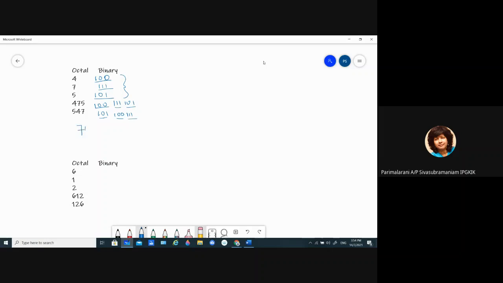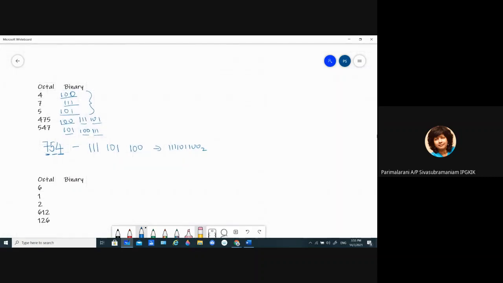So if I gave you this, how do you change this to binary? 101, 101, 100. Of course, we write it finally as this, okay? That means each digit here, we change it into a 3-digit binary number, okay?